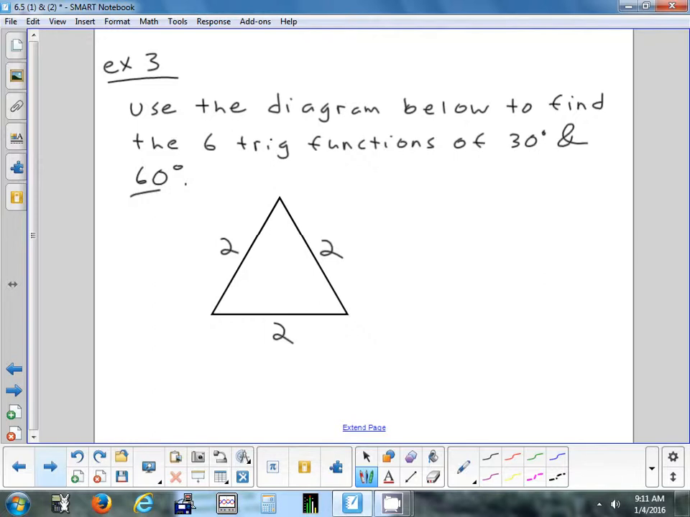So somehow here I can create a 30. I have to add a line. Does anybody see where I could add a line here? And it would give me a 30, a 60, and a 90. Yep, straight down the middle. Okay, we're not going to get into the geometry of why that is, but this is an angle bisector, and it's also a segment bisector.